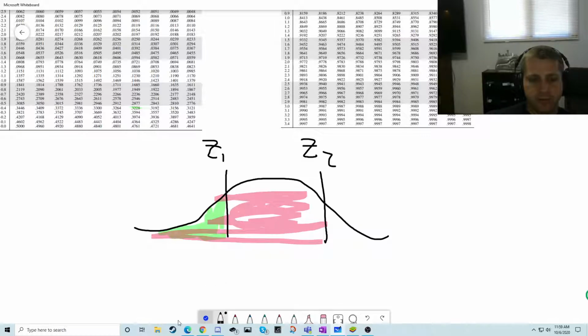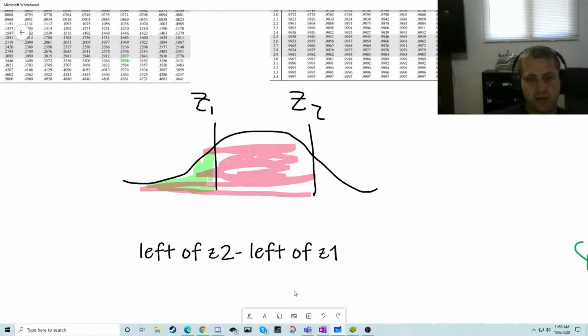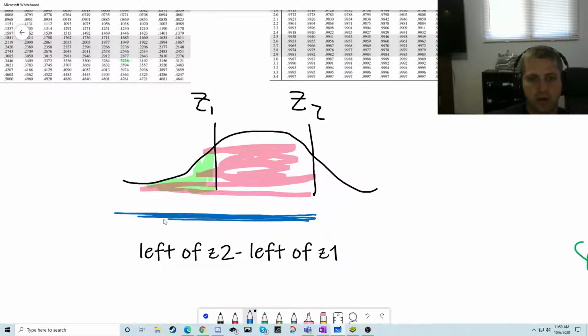You do the left of z2, the pink, minus the green. Because if you think about it, if you take the big part, that's the left of z2, and then you just subtract away the green, what are you left with? The middle. So that's cool. So that's the between stuff.